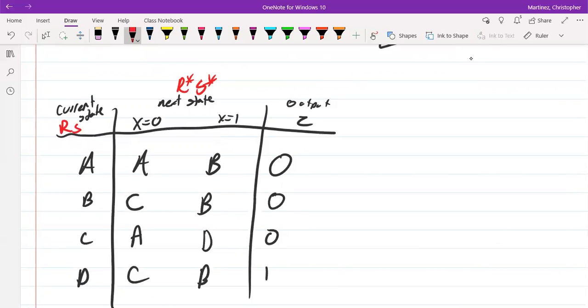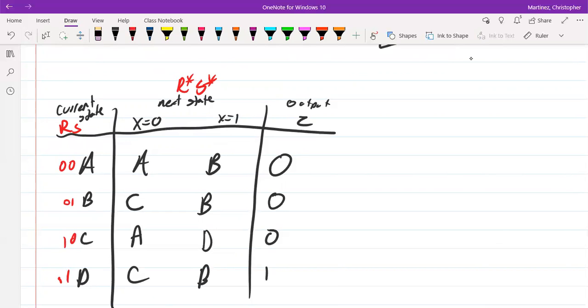Okay, I got to give a value for A, B, C, and D. The value I'm going to give is, I'm just going to start and go 0, 1, 2, and 3. And those are decimal numbers. I got to give those out in binary. So that's 0, 0 for A, 0, 1 for B, 1, 0 for C, and 1, 1 for D.